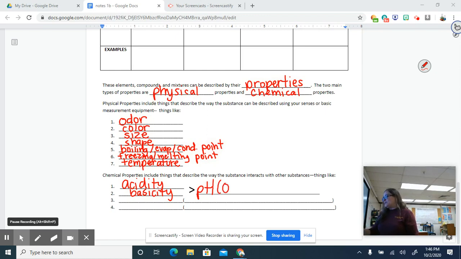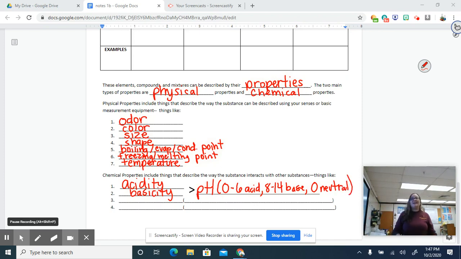So if it has a pH of 0 through 6, it's an acid. If it has a pH of 8 through 14, it's a base. And 7 is neutral, like water. But that is all describing the substance in chemical terms and chemical properties.